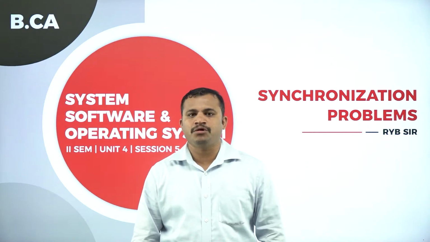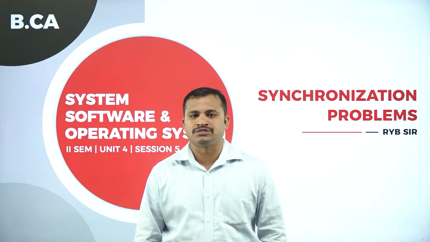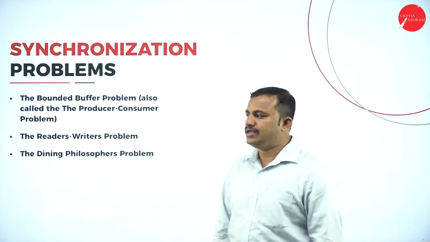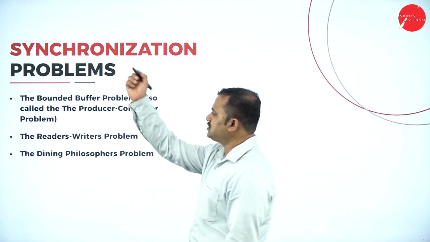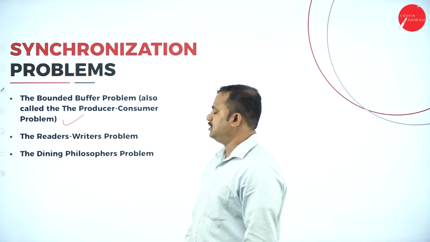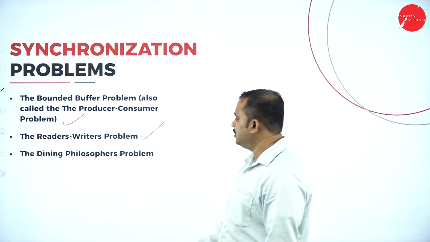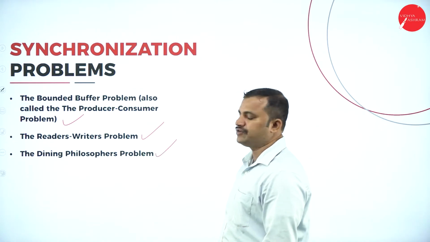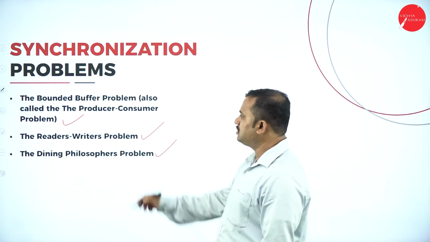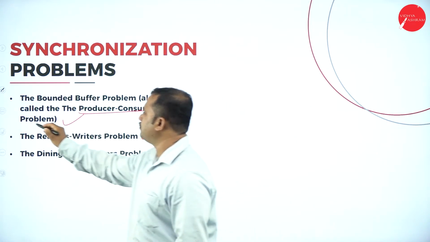There are certain problems with process synchronization. Let me discuss those problems in today's session. We have the first type of problem, that is the bounded buffer problem. The second problem is the readers-writers problem. And the third problem is the dining philosophers problem. The bounded buffer problem is also called the producer-consumer problem.